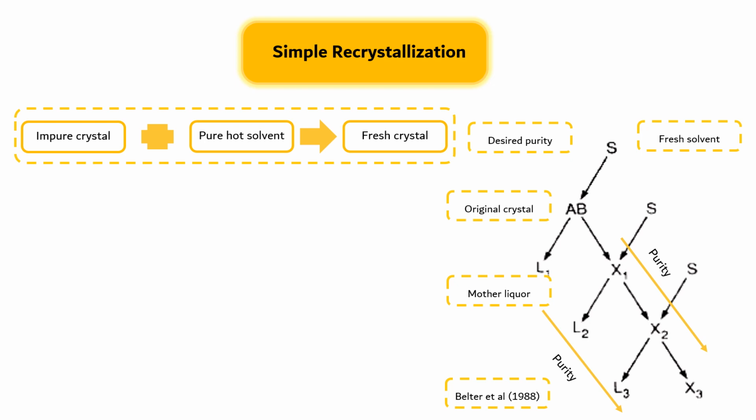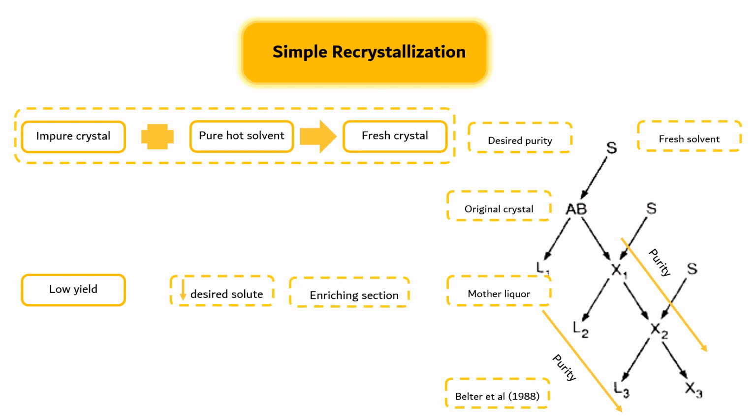In a sequence of this kind, the yield of product can be low and only a small portion of the desired solute is recovered in the final pure crystals. This is due to the fact that the system operates with only an enriching section. The yield of product A can be calculated using equation 33.